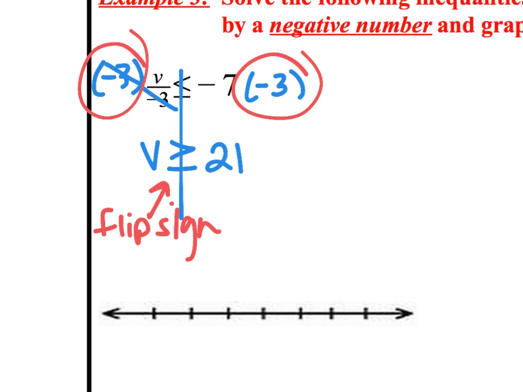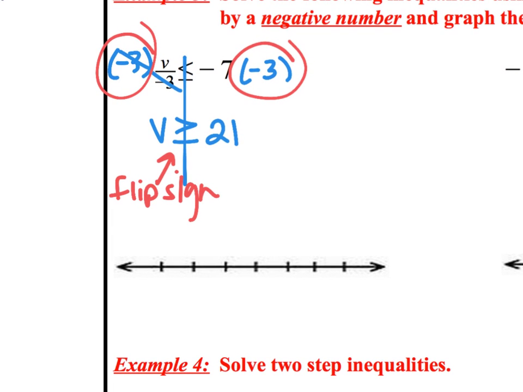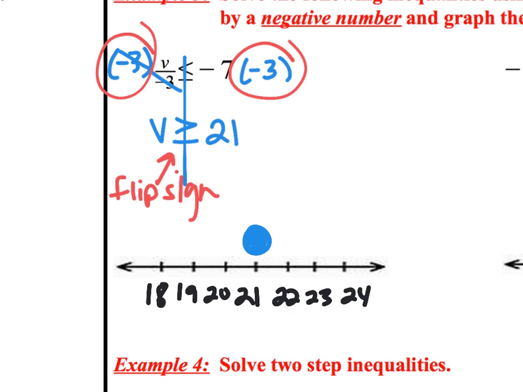Okay, so we got 21. Let's put 21. Since it's a whole number, we can put that in the middle. 22, 23, 24, 20, 19, 18. Will it be an open or closed circle? Closed, because it could be equal to 21. And V value is greater than. If I make my inequality into an arrow, I go to the right. Remember, if the variable is on the right, you have to rewrite it.